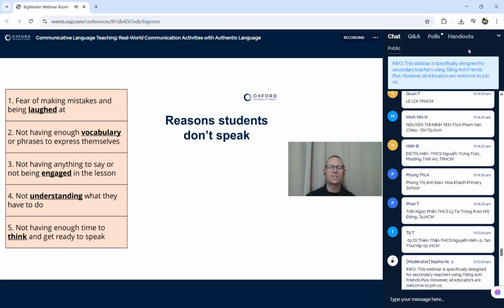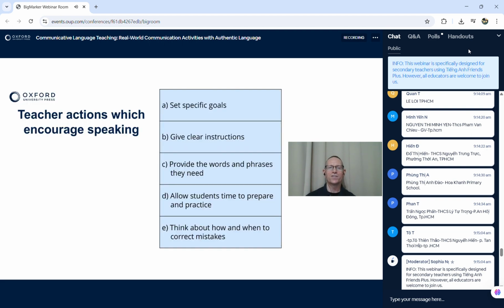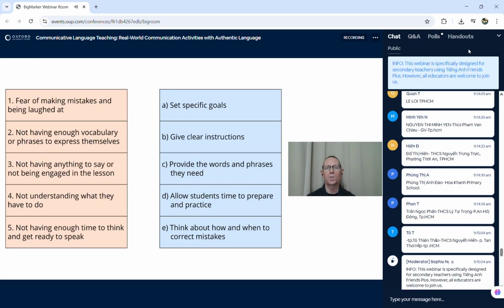So now let's look at some solutions. Here are some teacher actions which encourage speaking. We have setting specific goals, giving clear instructions, providing the words and phrases they need, allowing students time to prepare and practice, and thinking about when and how to correct mistakes. But which of these actions solve the problems that we just discussed? So let's bring the problems back.